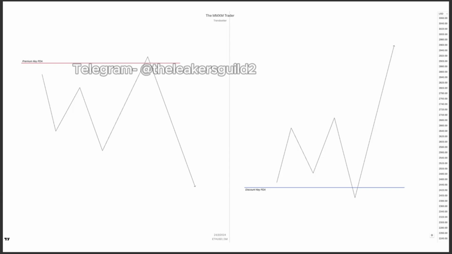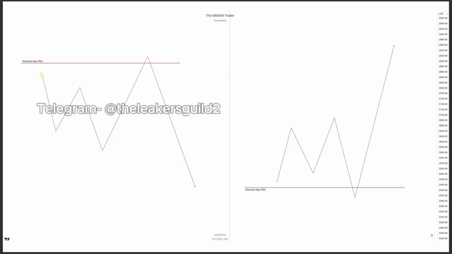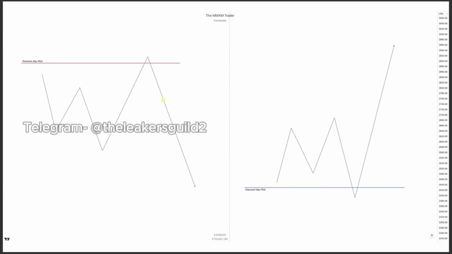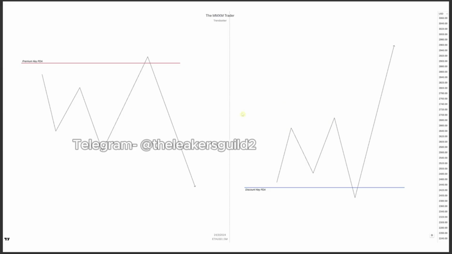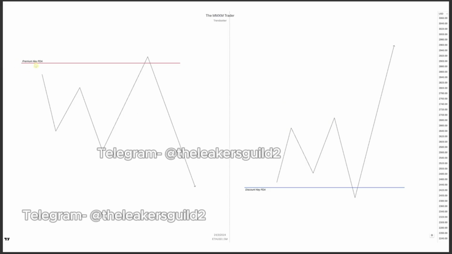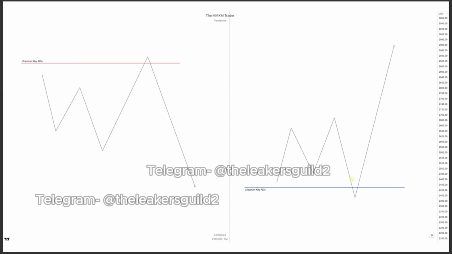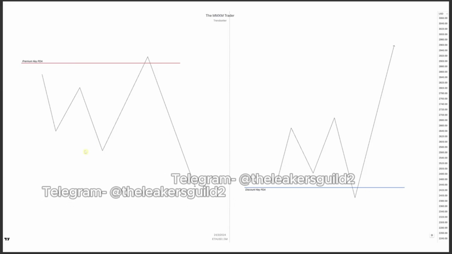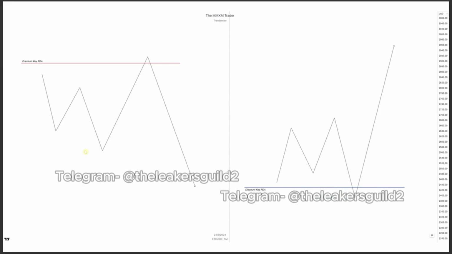So over here we've got a crude schematic of price action. We've got a line chart for a bearish scenario, and a line chart for a bullish scenario. We've got our premium key PD array outlined and our discount key PD array. So we have to approach this mechanically: we want to see this happen first, then that, etc.